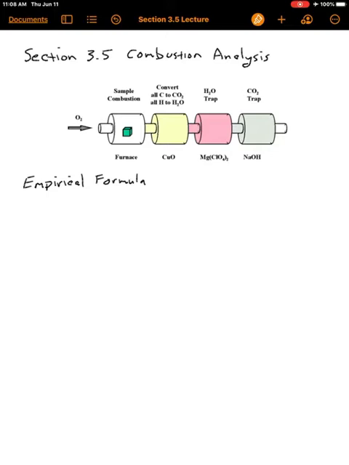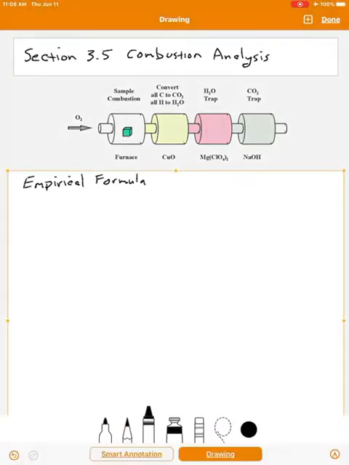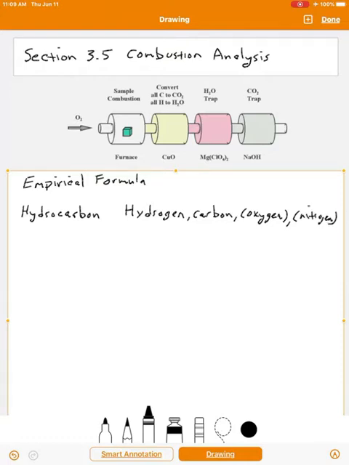This is very specific though. We're going to look at a type of compound called a hydrocarbon. And a hydrocarbon must have hydrogen in it. It must have carbon in it. However, it might have oxygen as well, or it might have nitrogen as well. But it definitely has to have hydrogen and carbon. So we're looking at very specific types of compounds.